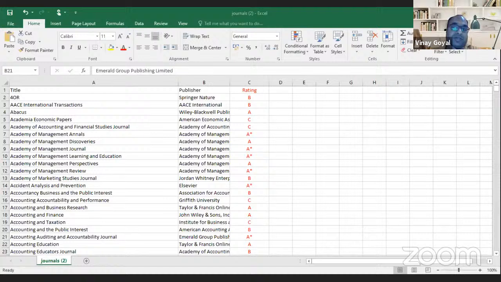Now, there is one more important thing which I want to sensitize you to, and I always talk about this in my sessions. There are two types of fee which journals charge. One is called the submission fee, and another is called the processing fee, or they call it the publication fee.